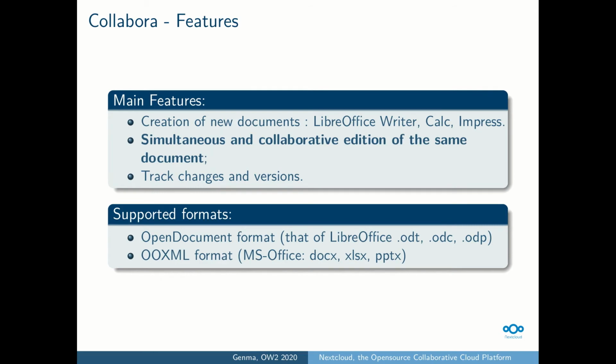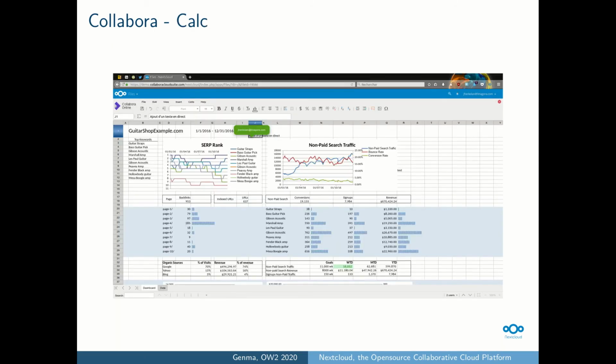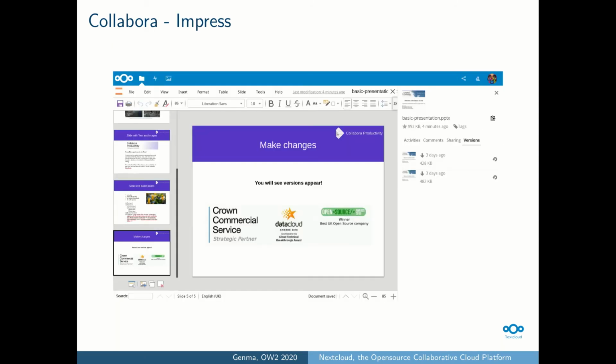Collabora features are the following. You can create new documents based on LibreOffice Writer, Calc, and Impress. You can do simultaneous and collaborative editing of the same document, with track changes and versions. Supported formats are the same as LibreOffice, open document format or XML format. Some screenshots: Collabora Writer, Collabora Calc, Collabora Impress.